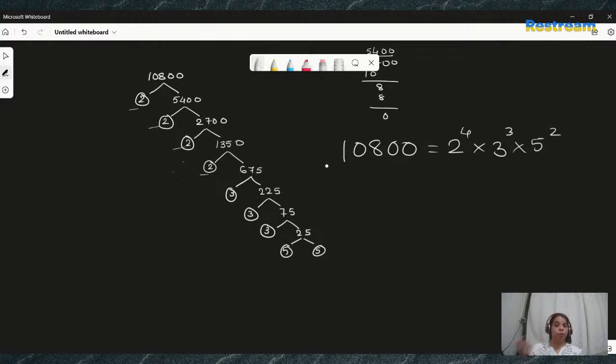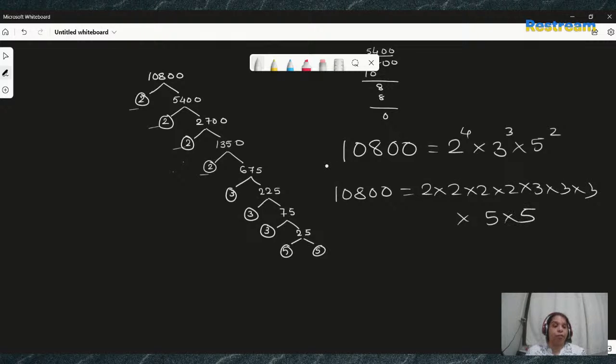Now if before this you had factorized 10800, you would have written it like this: 2 into 2 into 2 into 2 into 3 into 3 into 3 into 5 into 5. Oh my god, so many numbers. This is easy, right? 2 raised to power 4 into 3 cube into 5 square. So this is how we use our index forms.